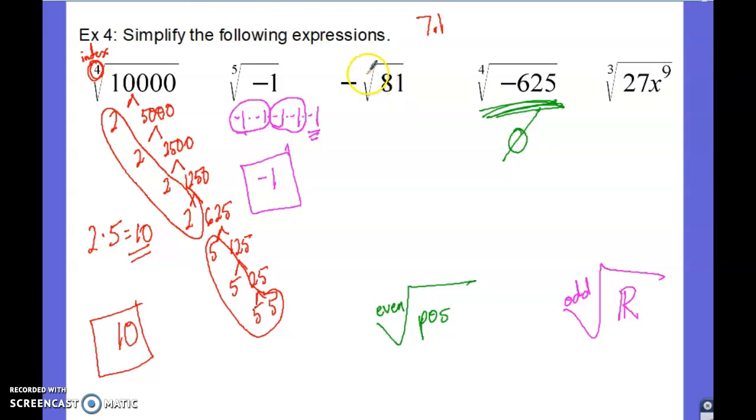This one, we're just doing the square root. If there's no index there, it's implied to be the square root. The square root of 81, we already talked about, is 9. That negative stays with the problem.